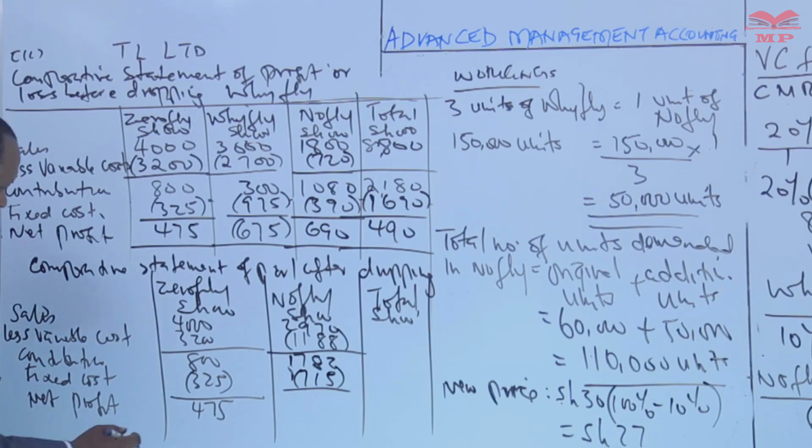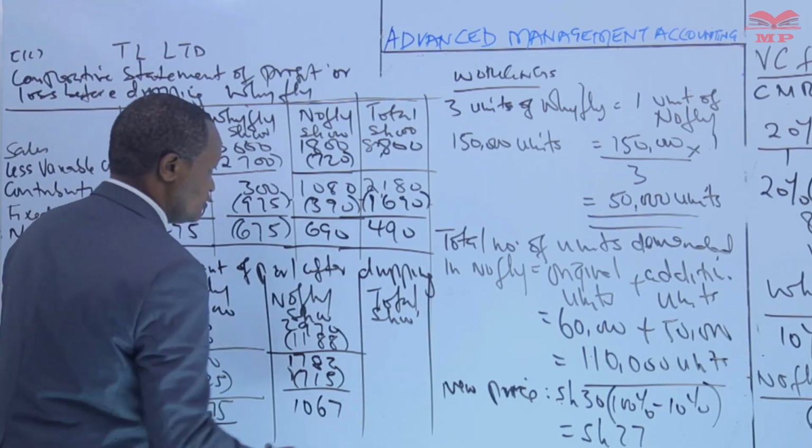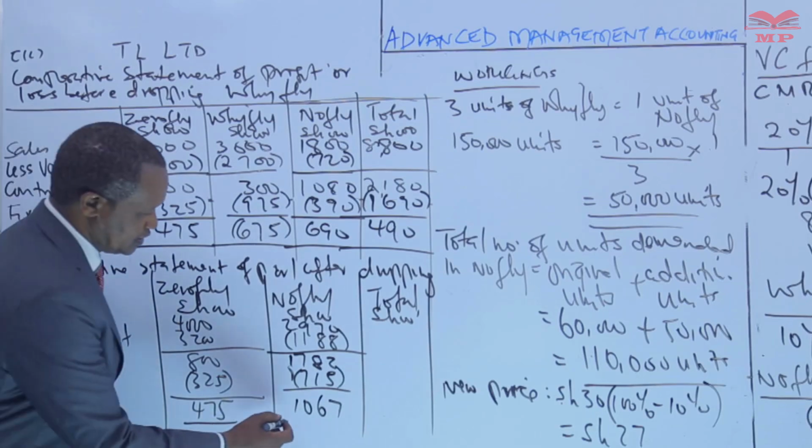Let me have the net profit. Anthony says 1067. Give me the totals.